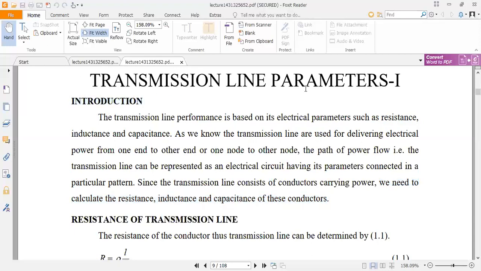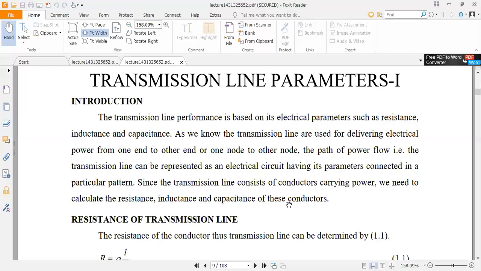These are the transmission line parameters, that is the resistance, inductance, and capacitance, and the transmission line performance, that is the efficiency and the voltage regulation. One by one, firstly we will start from the resistance. In the next section I will start with how we calculate the resistance of any conductor. Second, the inductance, how we calculate the inductance, and third, how we calculate the capacitance of any type of conductor.